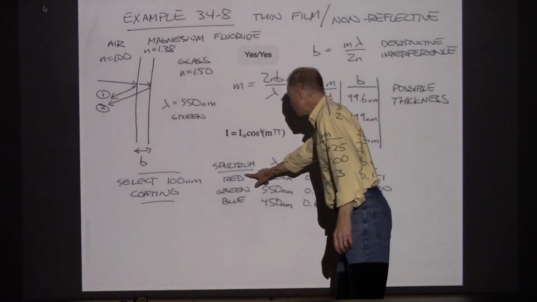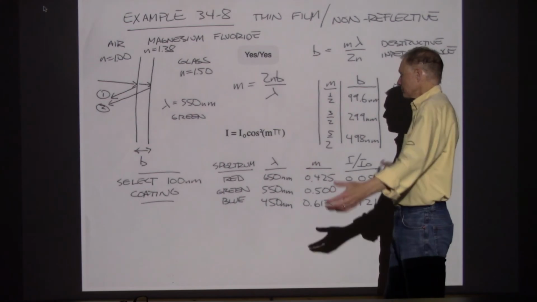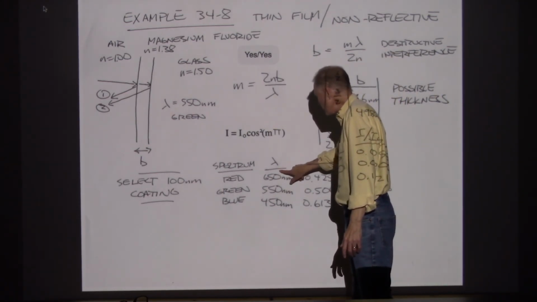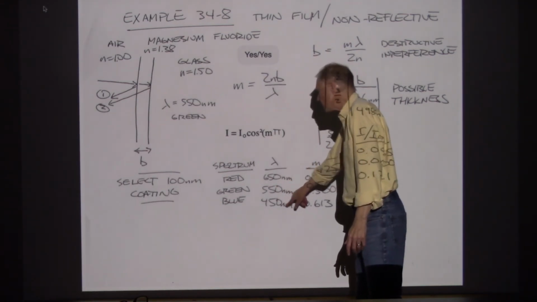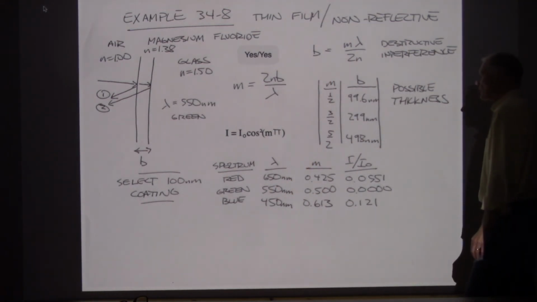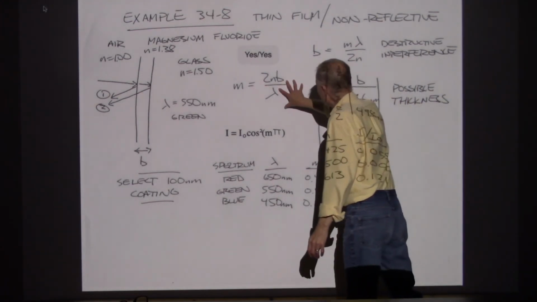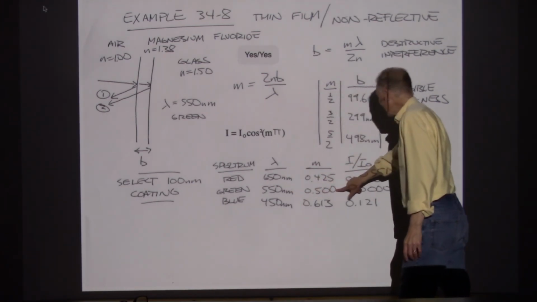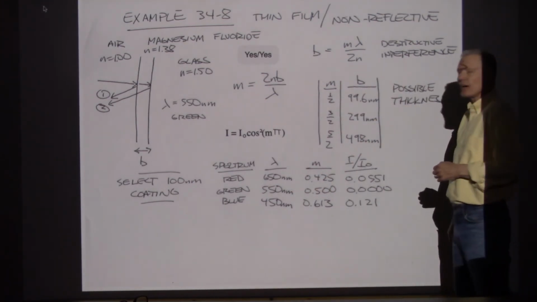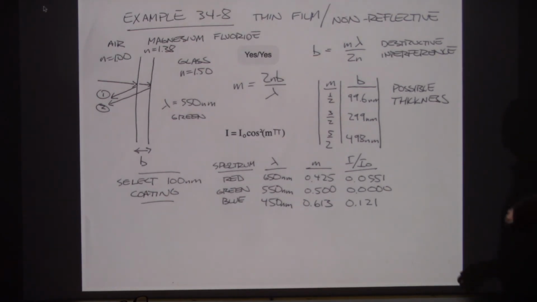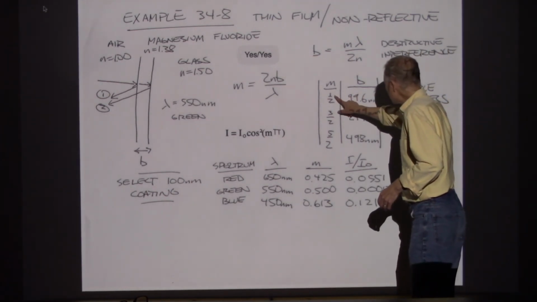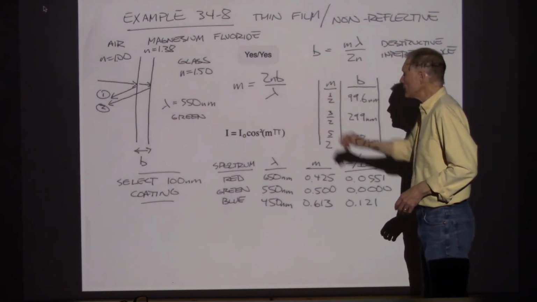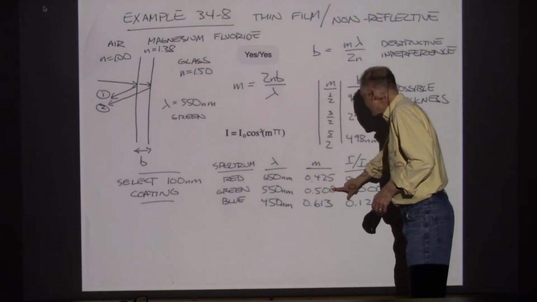So I looked at red, green, and blue, and the wavelengths I picked, I should have picked 700 and 400, but I went with 650, 550, 450 to represent those three regions. And when I solved for M, for the 550, I came right in on M is equal to 1/2. Now that's not a coincidence. That was the condition that we set in order to get this thing to be non-reflective for the 550 nanometer wavelength. So this was intentional.